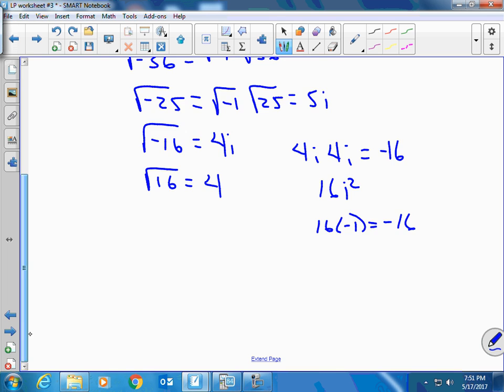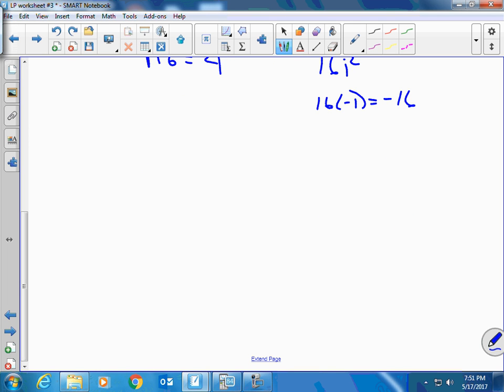So how do I handle all these things? How do I add these things together? How do I subtract these things? Let's do something easy. Let's say 4 plus i plus 2 plus 3i.